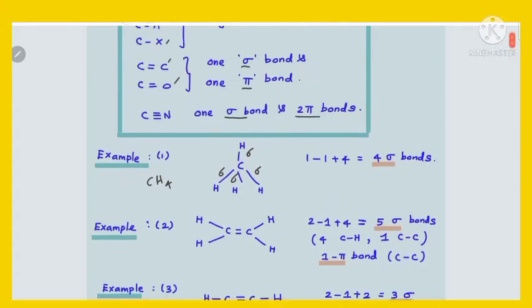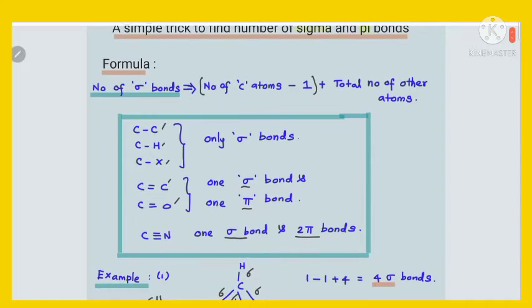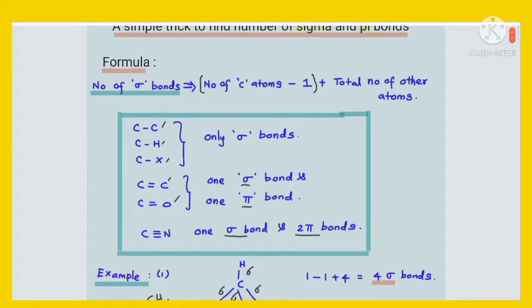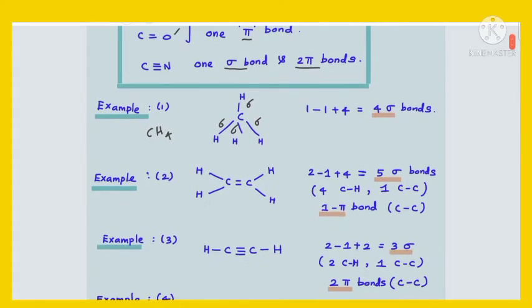Let us calculate using the formula. The formula is number of carbon atoms minus 1 plus total number of other atoms. In the methane molecule, the number of carbon atoms is 1, minus 1, plus total number of other atoms. Here there are 4 hydrogen atoms, so the total number of other atoms is 4. 1 minus 1 is 0, plus 4 is nothing but 4 sigma bonds. So the methane molecule contains 4 sigma bonds.